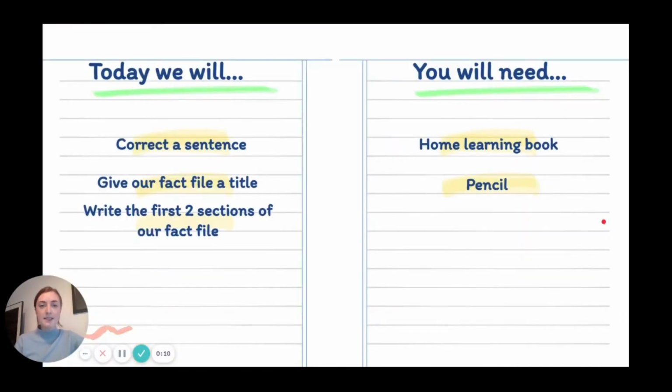Today we will correct a sentence and then we will give our fact file a title and then write the first two sections of our fact file. We're going to spend 2 days writing this so there's no rush and we're going to take it nice and slow.